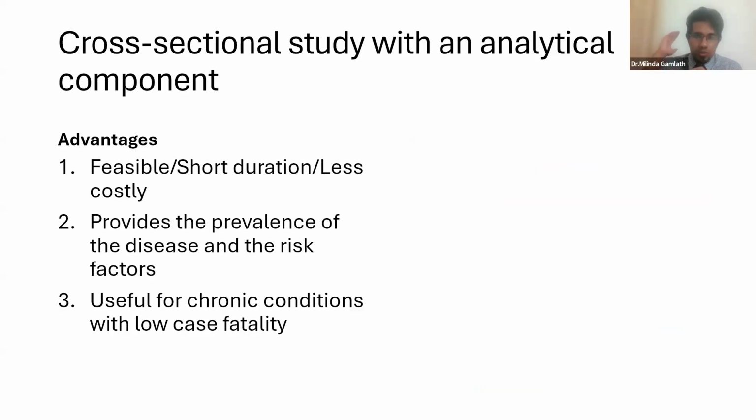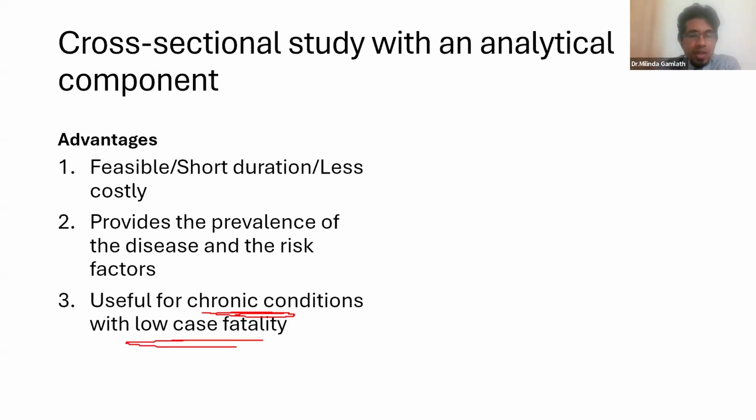Similar to the cross-section descriptive studies, once you take a snapshot, you can find out how many people have that disease. That is what is meant by prevalence. And then it's useful for chronic conditions and conditions with a low fatality rate. If there's a high fatality rate, that means it's kind of like lost to follow up.